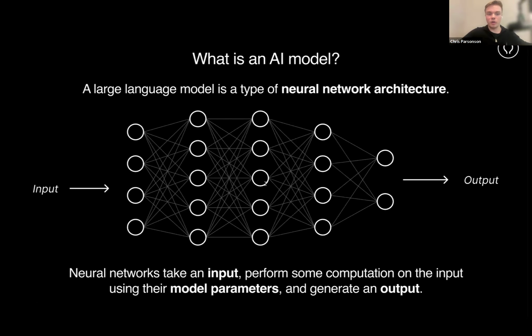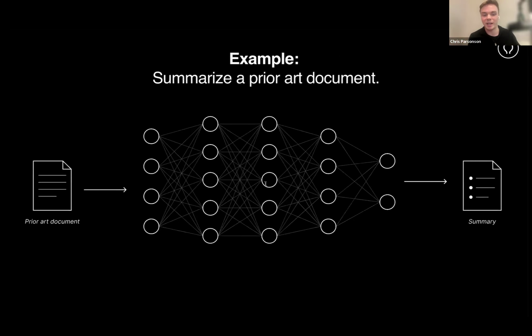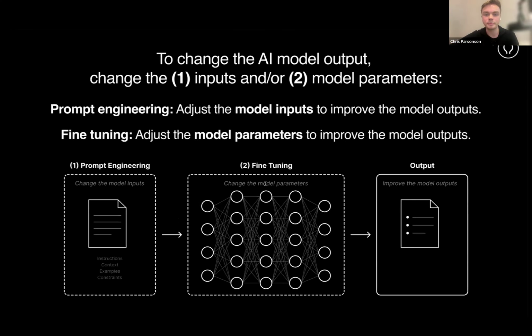Very quickly, a quick overview: what is an AI model? Most of the time when we're talking about AI, we're referring to neural network architectures. And you can think about neural networks as basically being a bunch of numbers, or so-called model parameters, that take some input, convert the input into a set of numbers, perform some computation on that input, and then produce an output. So neural networks or AI models are a bunch of numbers that transform some input into some output. For example, you can take a prior art document, put it into an AI model, and output a summary. So that's what an AI model is.